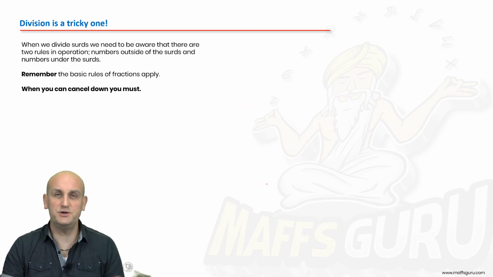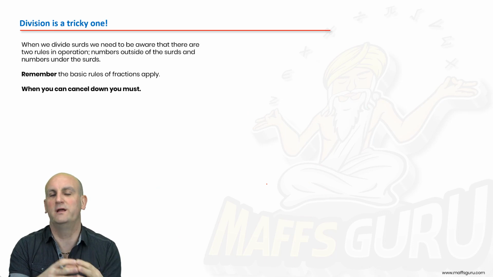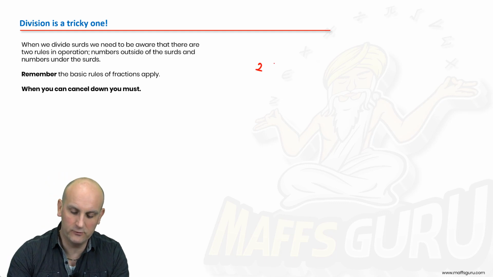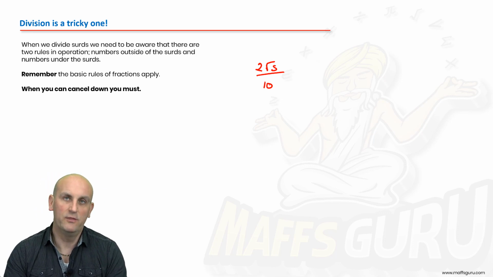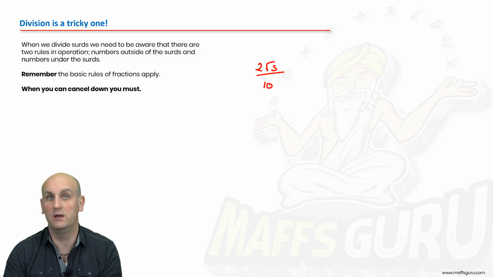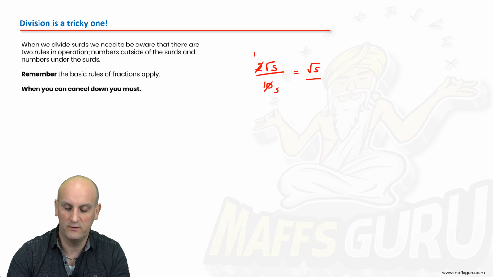All right, so division is a tricky one. But again, it's not tricky in the sense of what you're trying to do, because there's just a rule. But it is tricky when you have something like 2 root 5 divided by 10, for example. Where you have a number on the top and a number on the bottom that is outside of the root sign, you must try and cancel it where you can. So in this situation, if this was my final answer, that would become 1, that would become 5, because 2's go into both of those, and so I would get root 5 on 5.